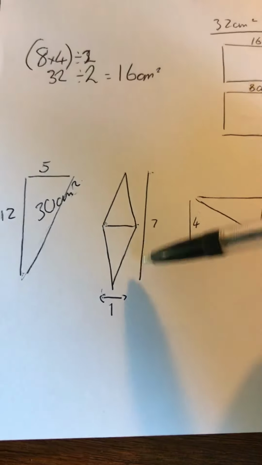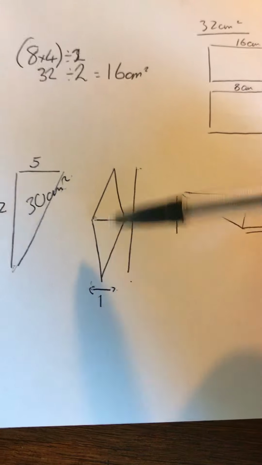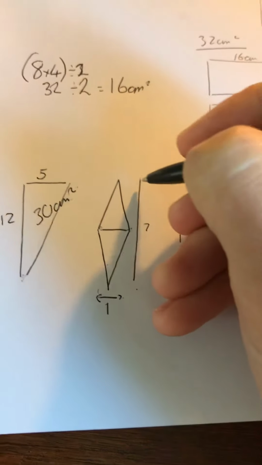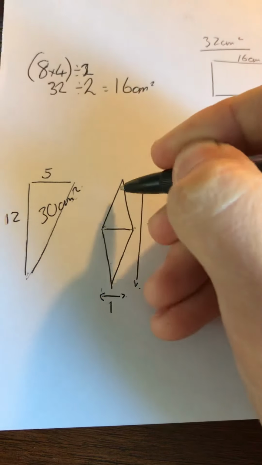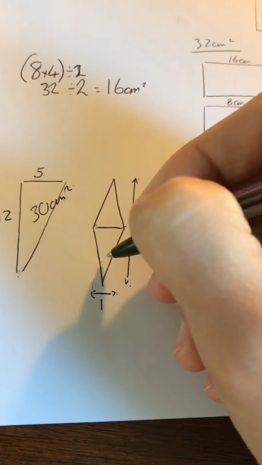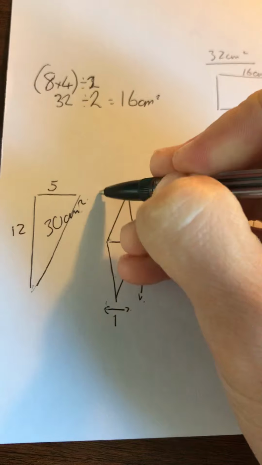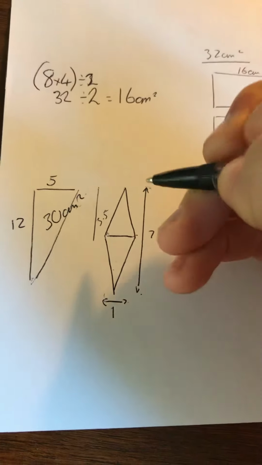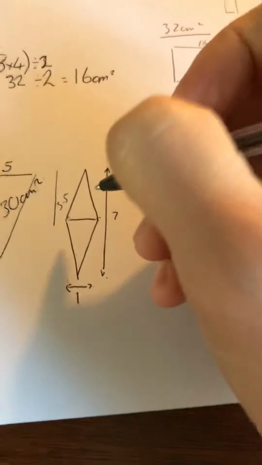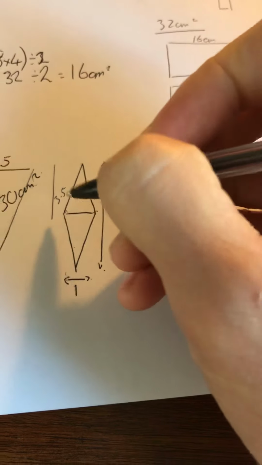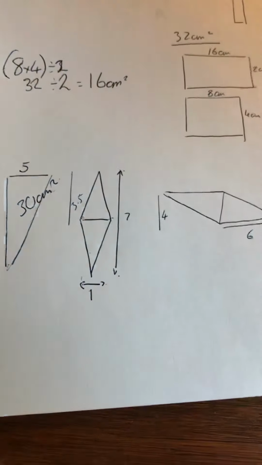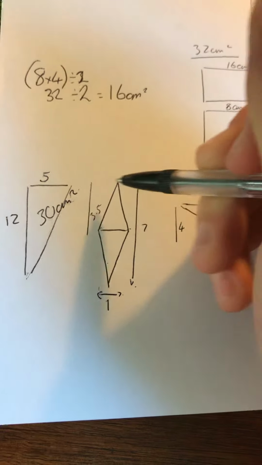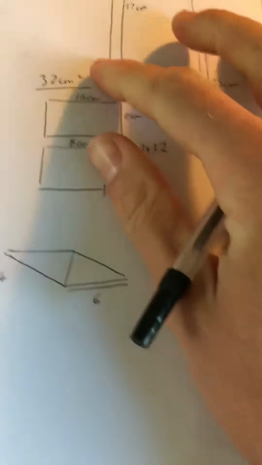I can actually do 7 times 1, and I think the area of this whole shape is going to be 7 centimetres squared, but that's because if I found one triangle and doubled it to find them both, the height of this one would be 3.5 and its base is 1. So I can times it by 2, 3.5 times 1 divided by 2, we're going to get 7 centimetres squared.